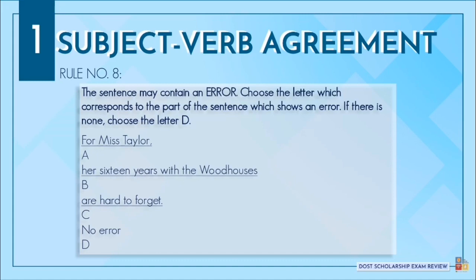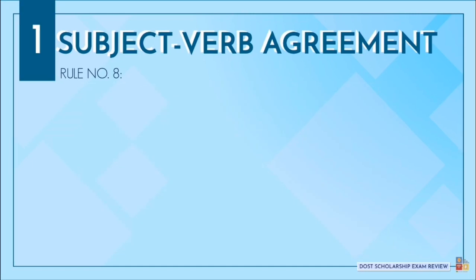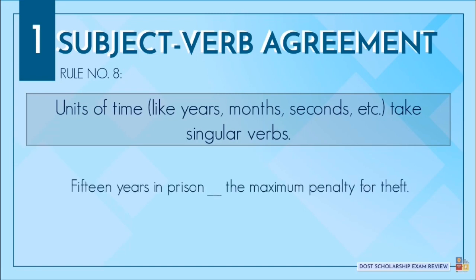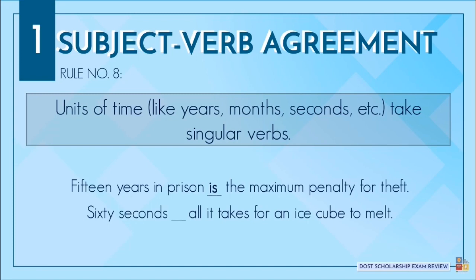So does this sentence contain any error? Well, the answer is yes. It can be found in letter C. Okay, let me introduce you to our last rule. Units of time like years, months, seconds, etc. take singular verbs. So we could say 15 years in prison is the maximum penalty for theft. Or 60 seconds is all it takes for an ice cube to melt.